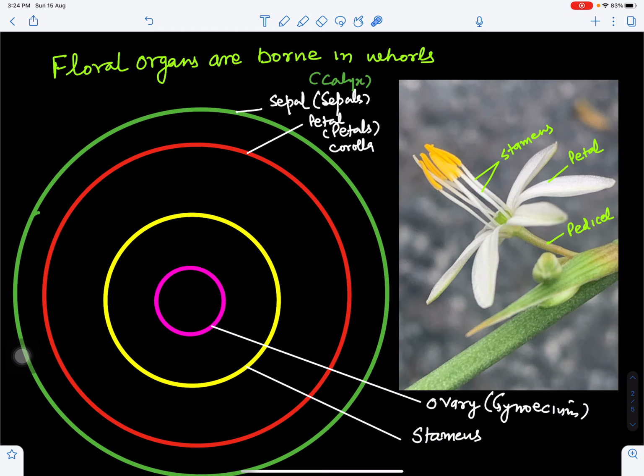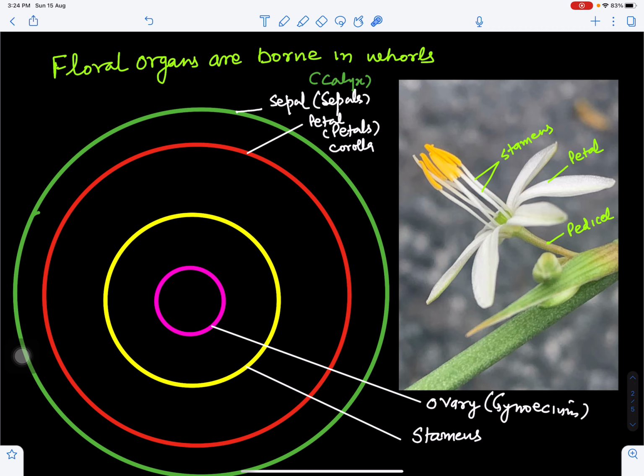So here in this flower, at this part sepals will be present. They are not visible in this picture, otherwise at this part they are present. Now this part is made up of petals. So this is the second inner whorl which is made up of petals, also called corolla, and this part is made up of stamens, also called androecium, and this is the innermost whorl which is made up of ovary, also called gynoecium.